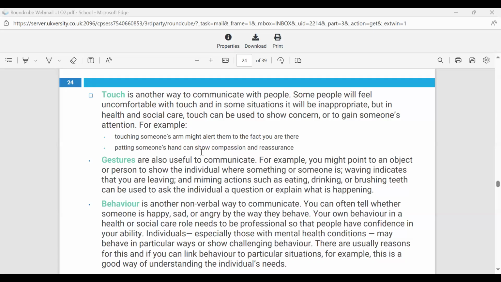So you need to be really careful, and you don't want to offend people, because people can get offended. Yes, they can. If someone's quite religious, I'll give you an example, and you want to shake their hand, they won't take that lightly. They don't.